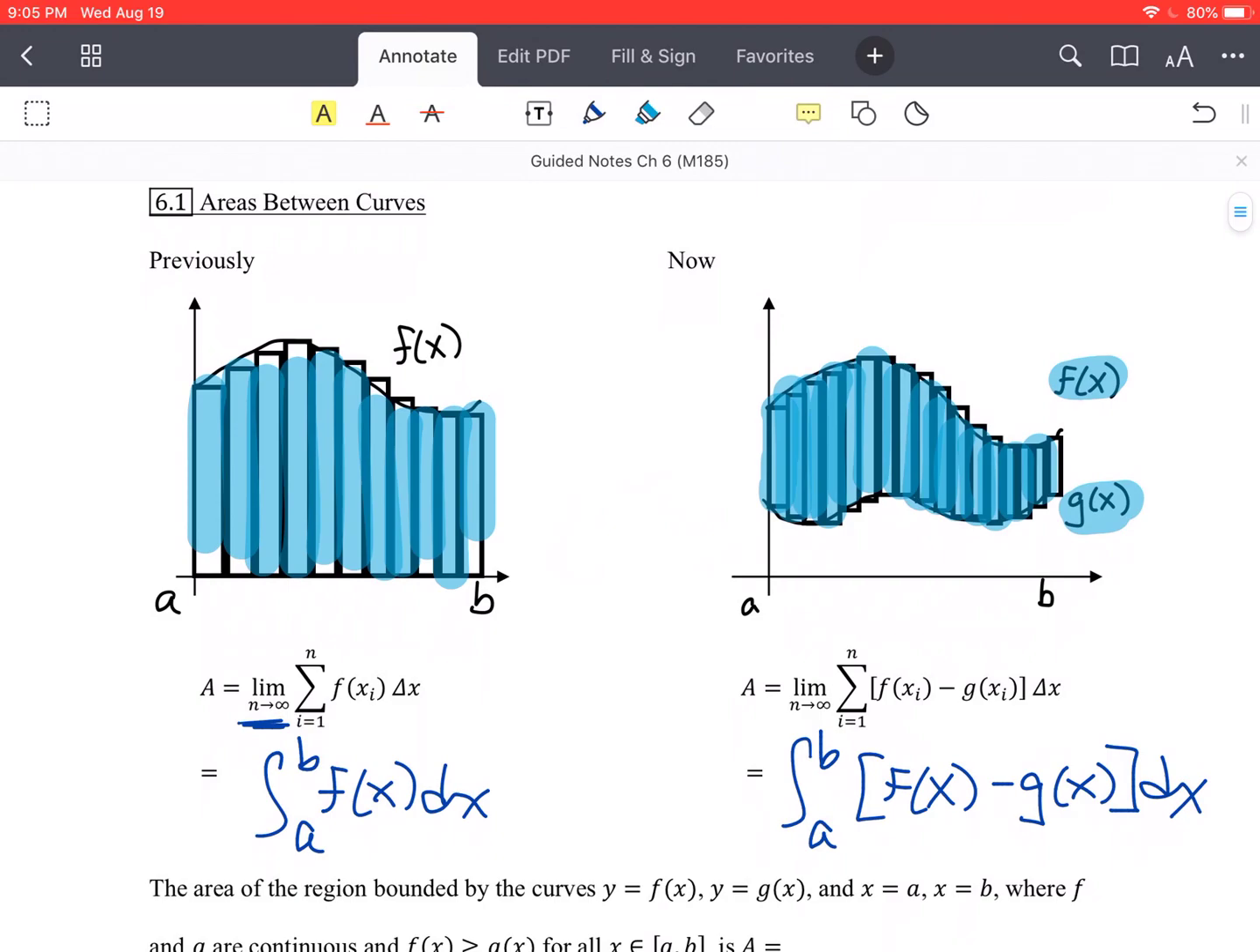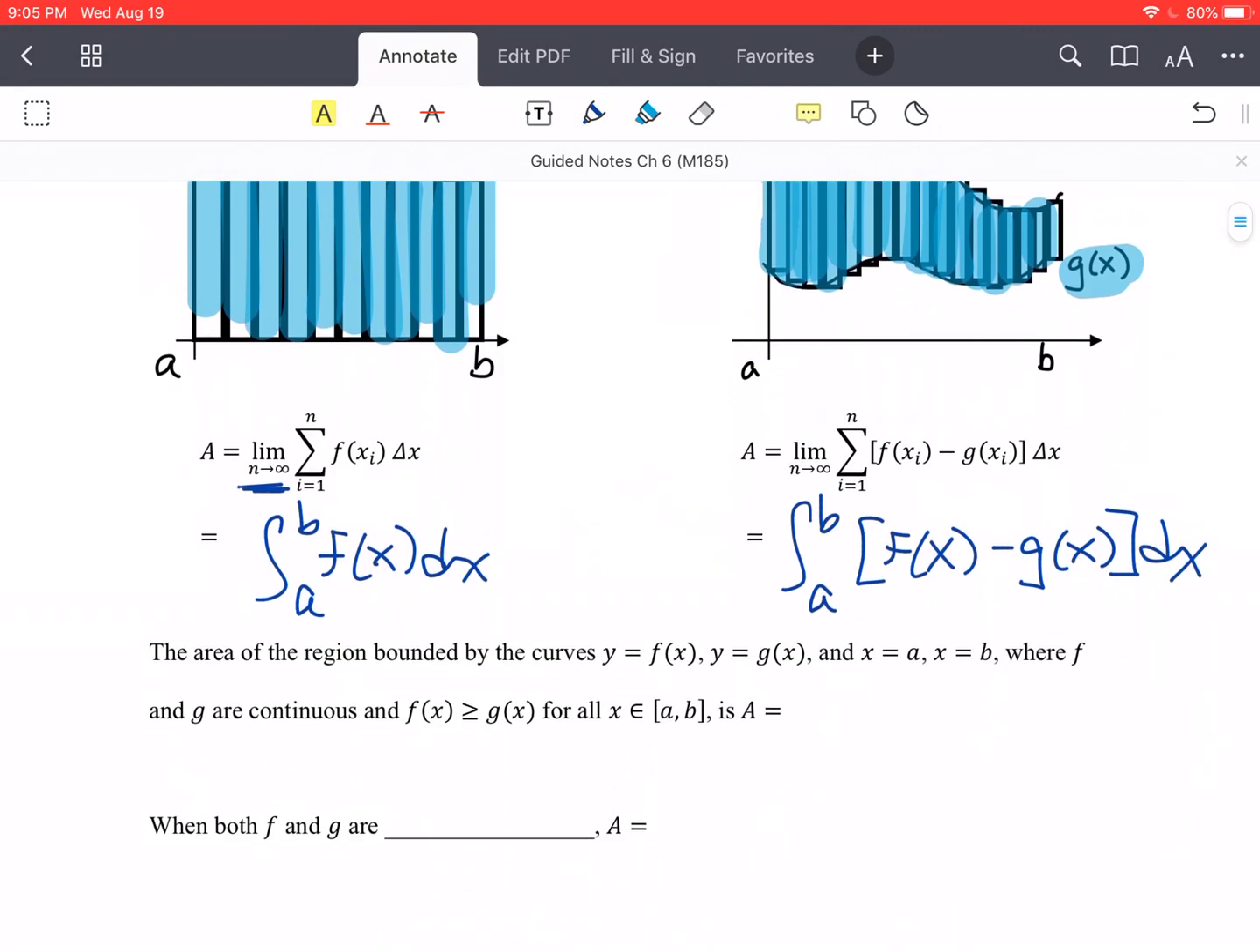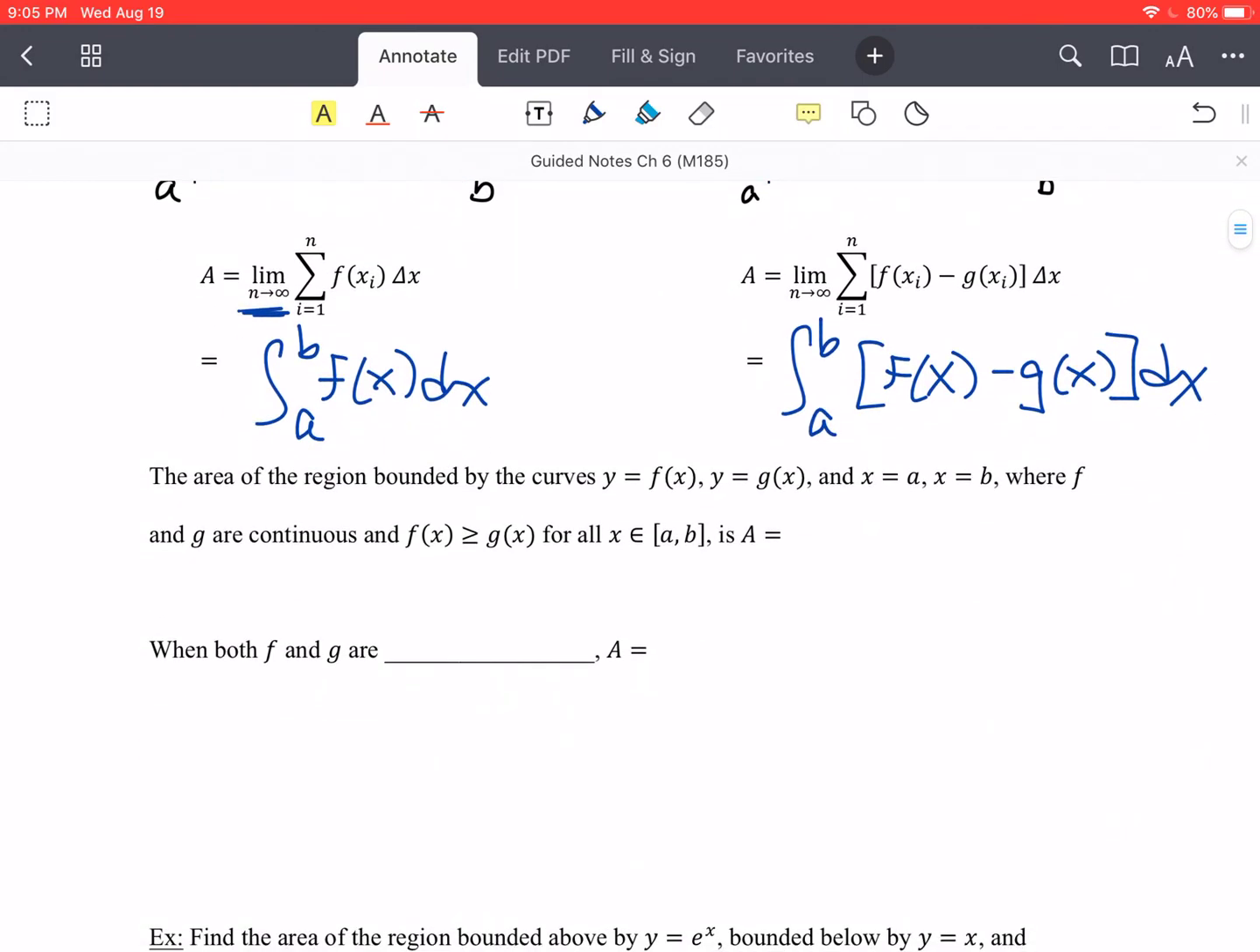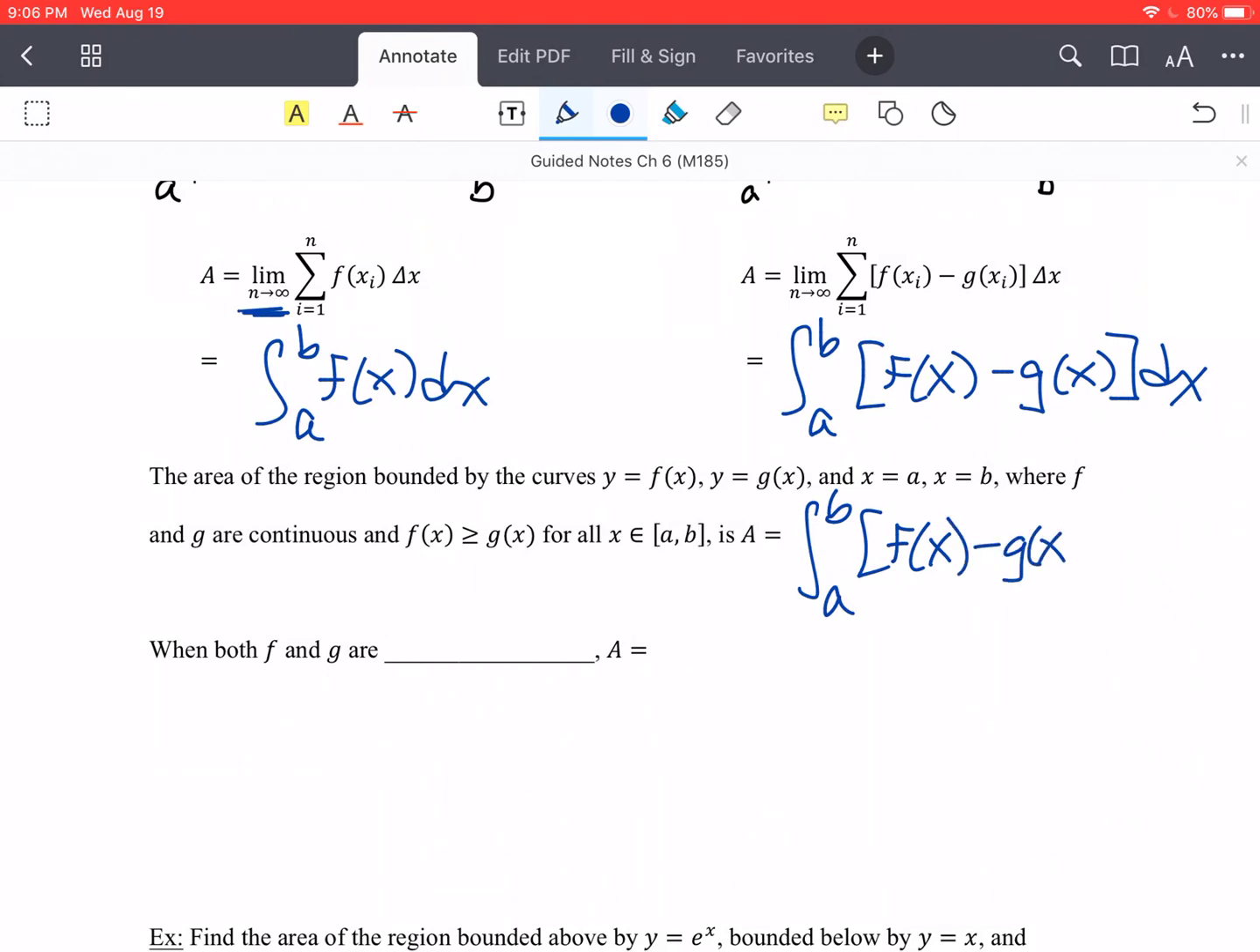So here we have a little more formal definition of what's going on. So the area of the region bounded by the curves f of x, g of x from a to b, where f and g are continuous, and f is greater than or equal to g for all x in the interval. So f is always bigger than g, or at least equal to it. Then the area of that region, A, is exactly this integral that we just wrote. So that's the integral from a to b of f of x minus g of x dx.